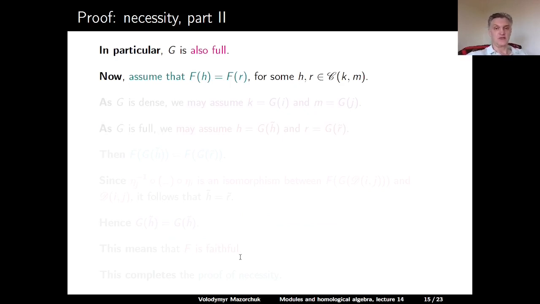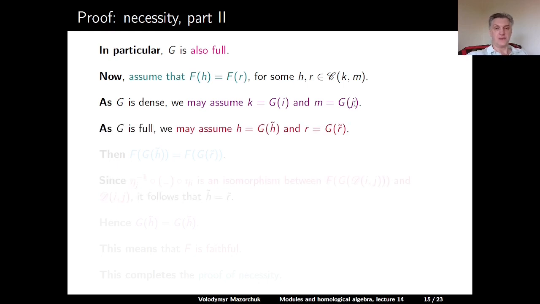Assume that we have two morphisms H and R in C from K to M, which go by F to the same thing. So F of H is equal to F of R. Since G is a dense functor, we may assume that K is actually equal to G of I and M is equal to G of J. As G is a full functor, we then may assume that H is equal to G applied to some H tilde, and R is equal to G applied to some R tilde.